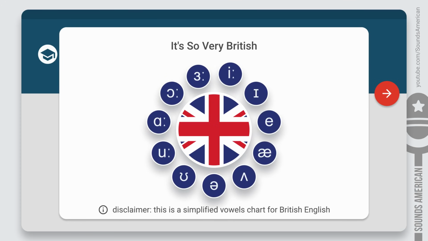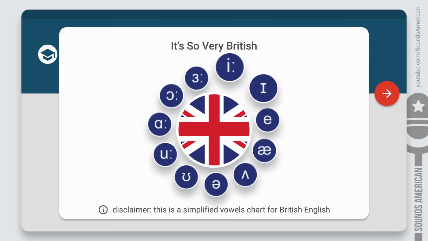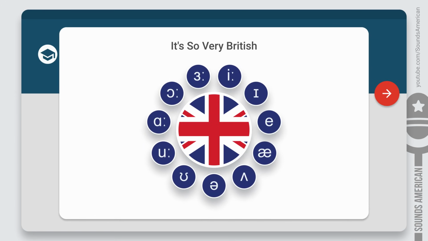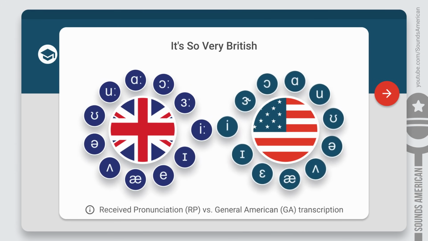In fact, the E and the I are two different sounds. They are not short and long versions of the same sound. These sounds are different in how you pronounce them, but not necessarily in their length. And speaking about the vowel length symbol, we think it doesn't make much sense. Maybe that's why it's not used in general American transcription. Take a look.